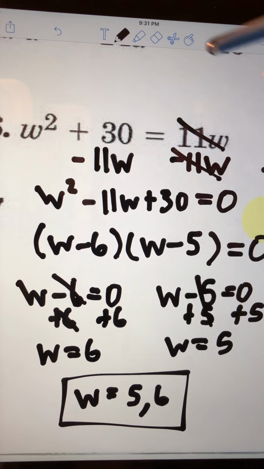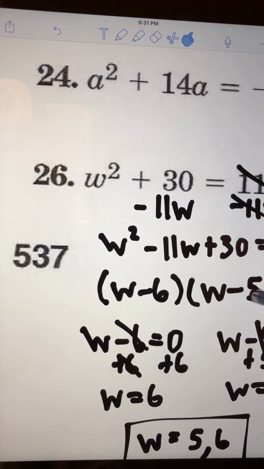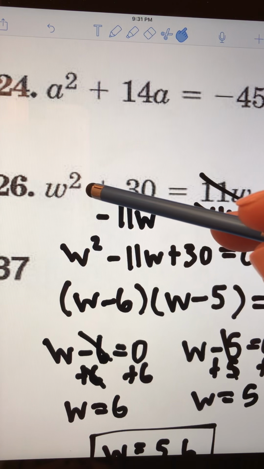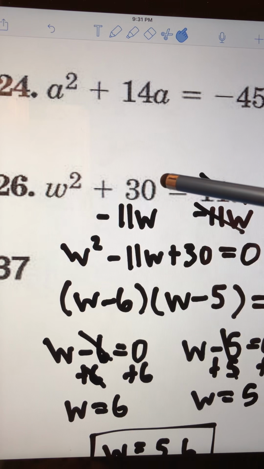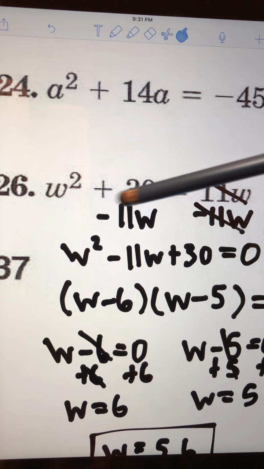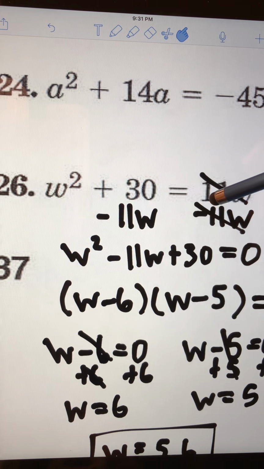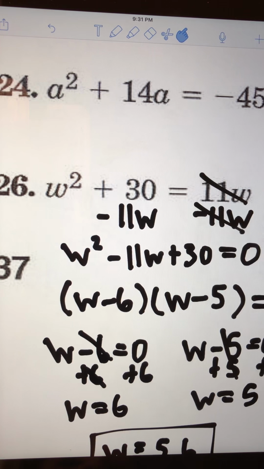What that means is if I take 5 and 6 and plug it back into the original equation, so say I plugged 5 in here, 5 squared is 25, plus 30, is that going to give me 11 times 5, which is 55? Well, 25 plus 30 is 55. So that works out. And then you want to check 6 as well. So 6 squared is 36, plus 30 is 66. Does 66 equal 11 times 6? Well, we know that it does because 11 times 6 is 66.